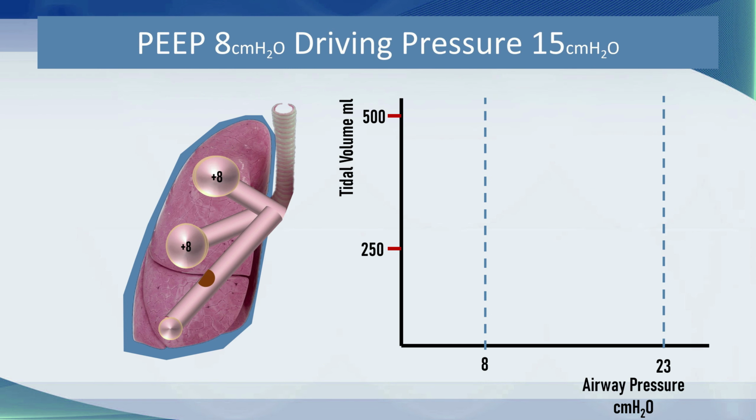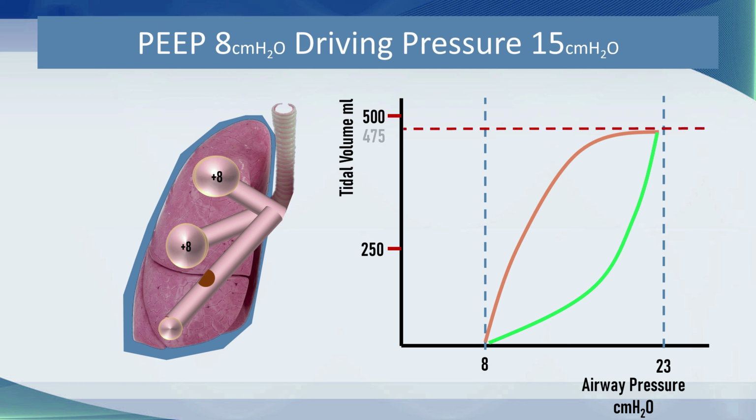We drop the PEEP to 8 centimeters of water. Now let's look at the volume pressure curve. Well, that is stunning. The curve is so much better. With the same apparent driving pressure, we're now getting a tidal volume of 475 mils, resulting in better overall gases.